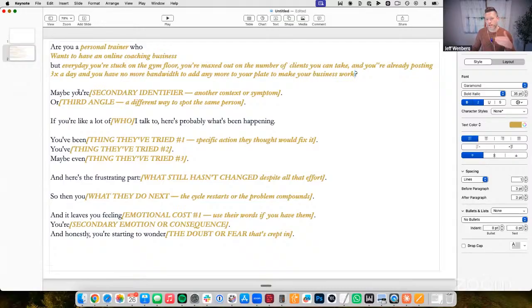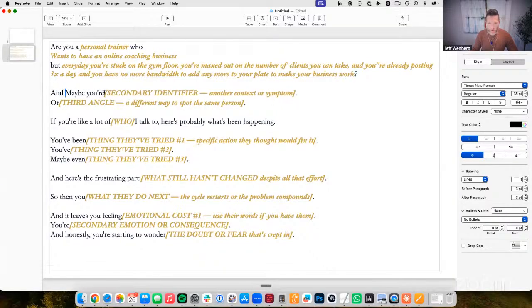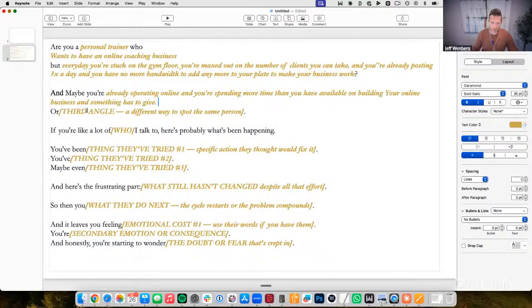And then this is kind of a secondary identifier, where I would say, maybe you're already operating online and you're spending more time than you have available on building your online business, and something has to give. I'm just using Whisper Flow there instead of you guys having to listen to me type.